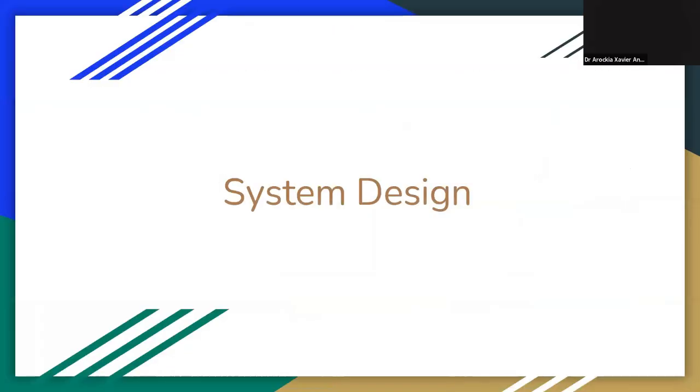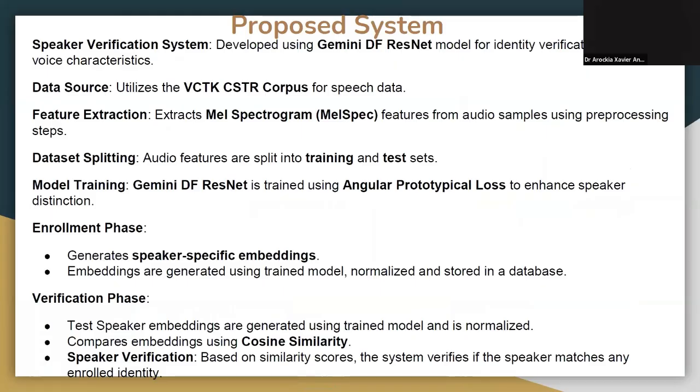So, moving on to the system design of our work. Having seen all these voice-based approaches, identification is required. The speaker verification in our work involves the depth-first ResNet and the Gemini model for identity verification based on voice characteristics. It utilizes generalized datasets, the VCTK CSTR corpus, for speech data. The feature extraction extracts MEL spectrogram features from audio samples using pre-processing steps.